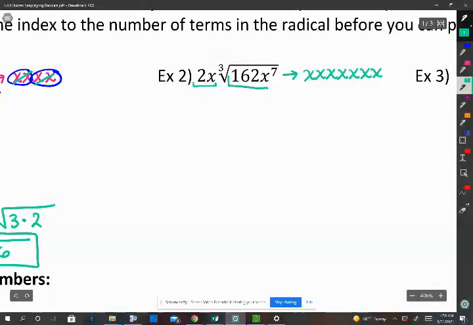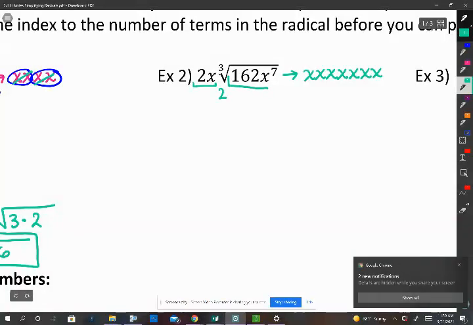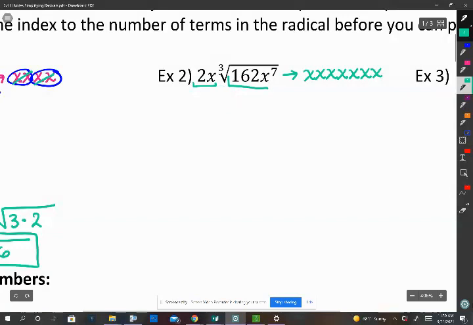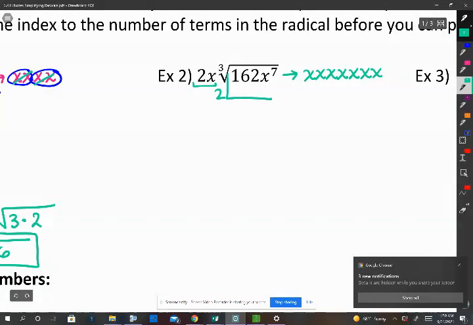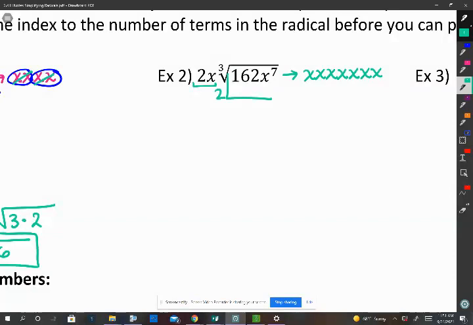So if I divide this by 2, take a 2 out, I'm going to write that a little bit different. So if I take the 2 out, 162 divided by 2 is going to give us, let's see, 81.